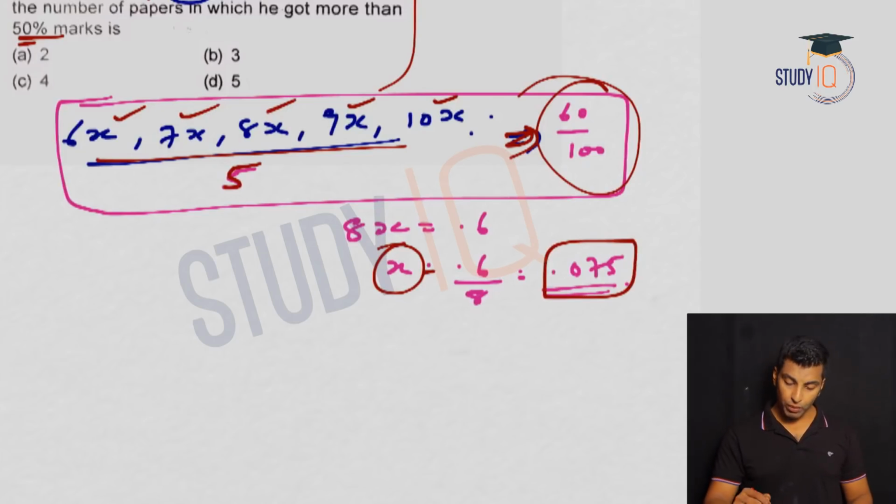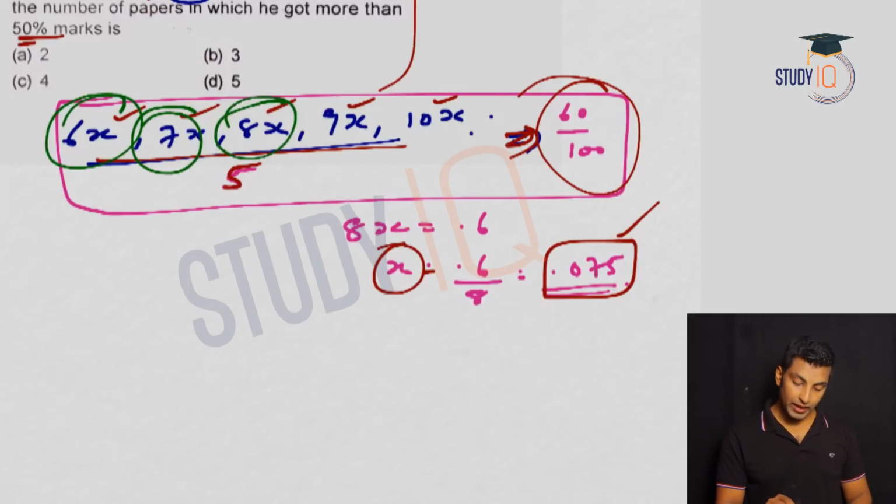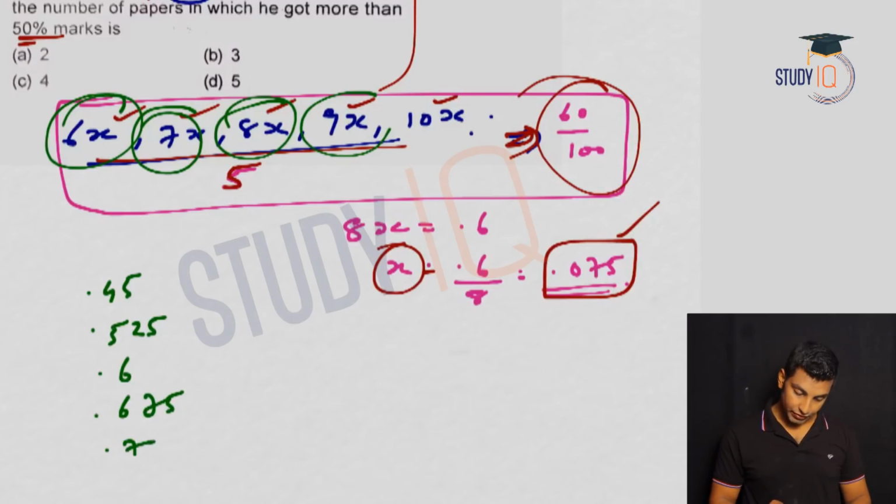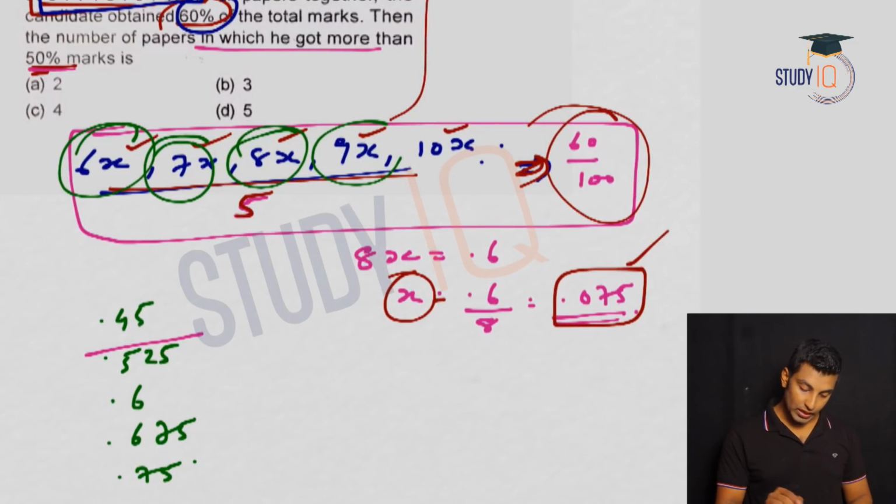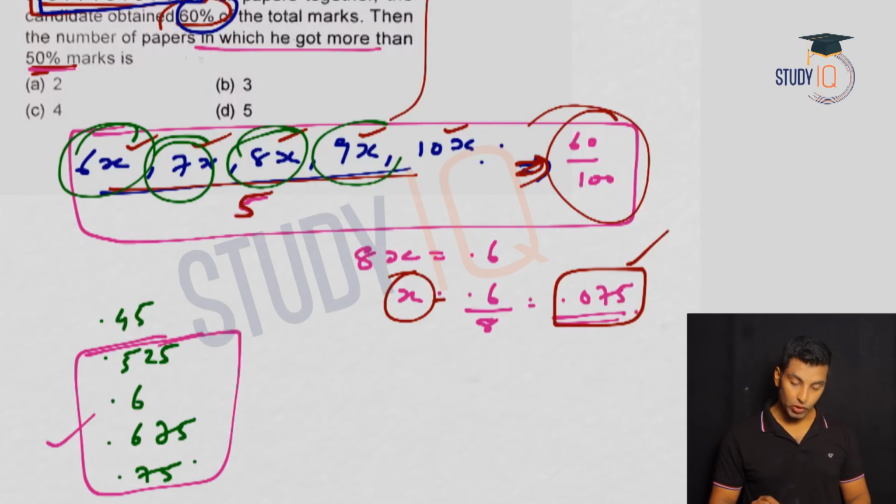Now if you know 0.075 is x, you can find the marks of all subjects. The only thing is that from here onwards you will face some problem in multiplication. You'll get 0.45, 0.525, 0.6, 0.675 and 0.75. Now from here you can understand the question: the number of papers in which he got more than 50%. Anyway you need to multiply by 100, which gives 52.5, 60, 67.5 and 75. These are the 4 papers with more than 50%, and 45 is less than 50.